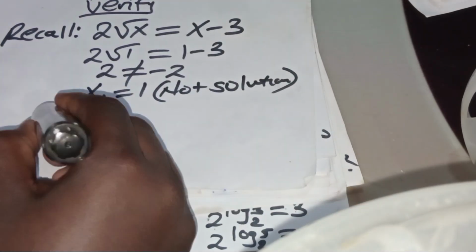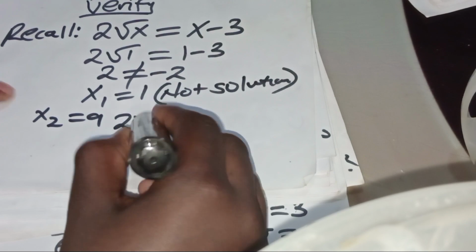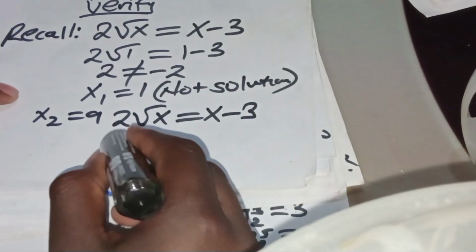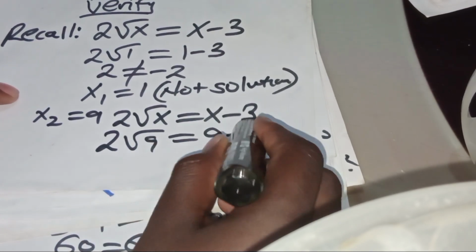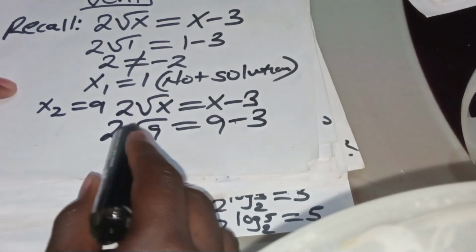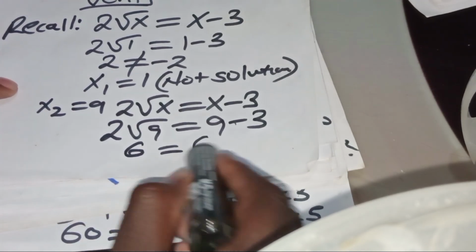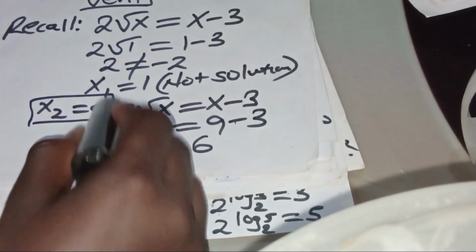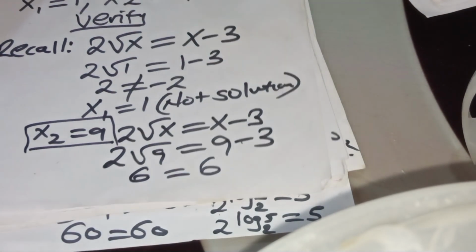Let's check x2. x2 is equal to 9. So we have 2 square root of x equal to x subtract 3. Substituting 9, we'll have 2 square root of 9 equal to 9 subtract 3. Square root of 9 is 3, so 2 times 3 is equal to 6, and this is equal to 6. So that means that x2, in this case, is the only solution to our algebra problem.